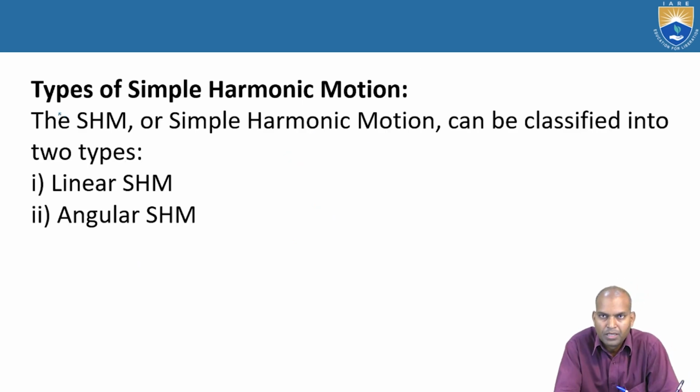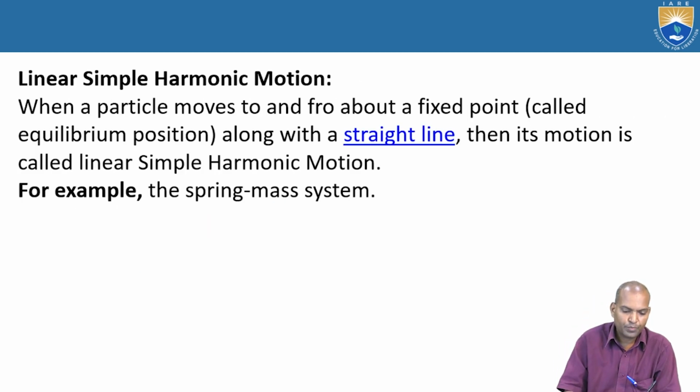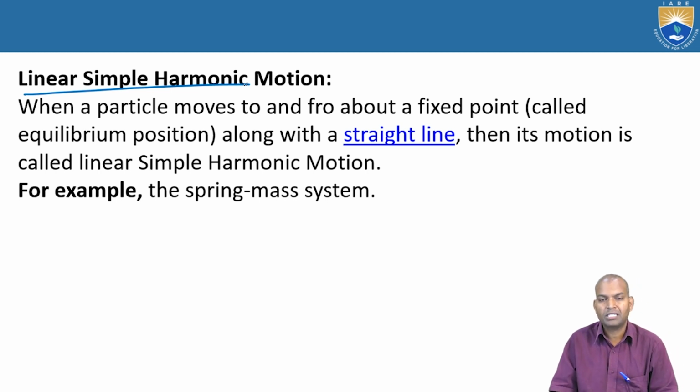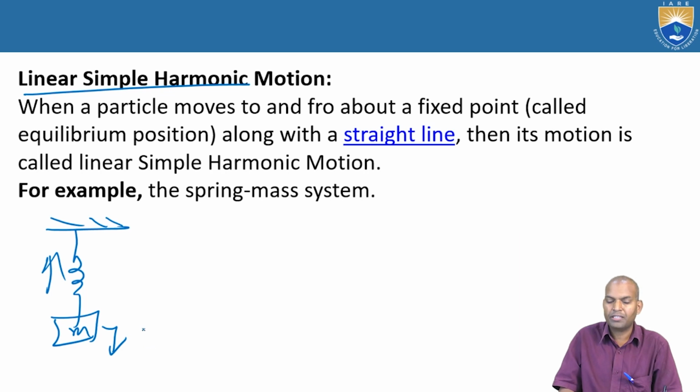Now coming to types of simple harmonic motion. There are two types of simple harmonic motion. One is linear simple harmonic motion. Another one is angular simple harmonic motion. Linear simple harmonic motion can be explained by using a mass attached to a spring. This is the mass attached to a spring. It gives the linear simple harmonic motion concept.